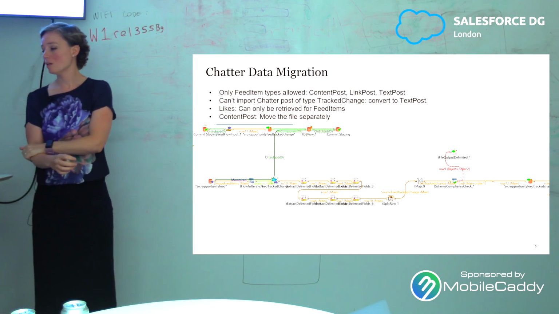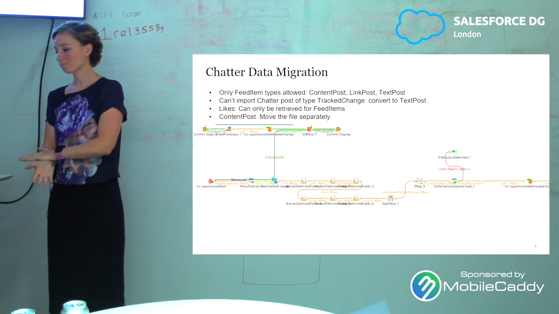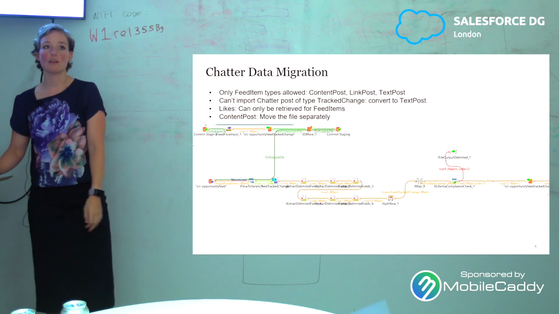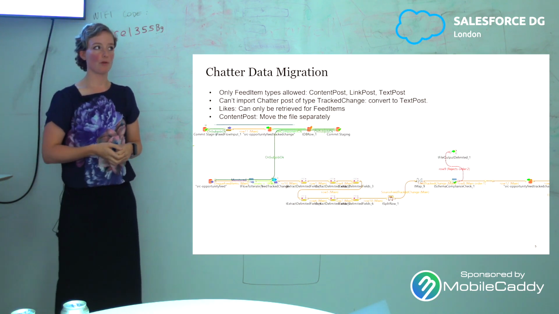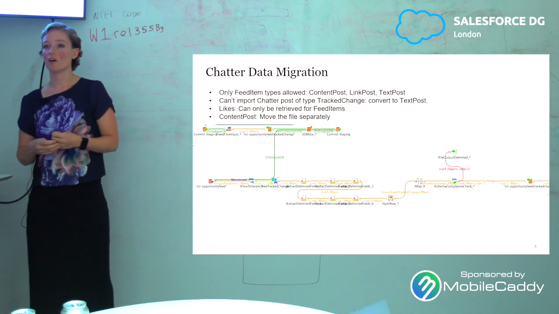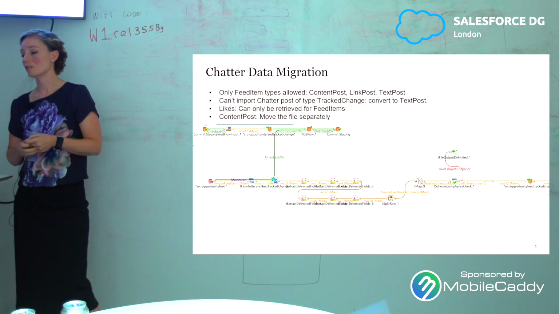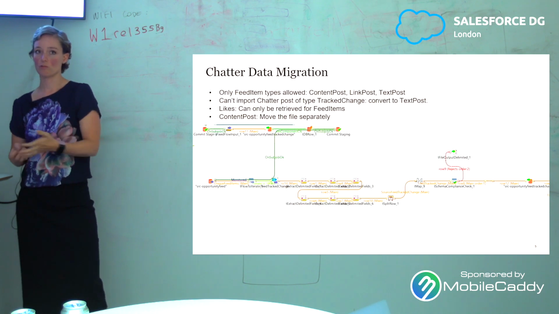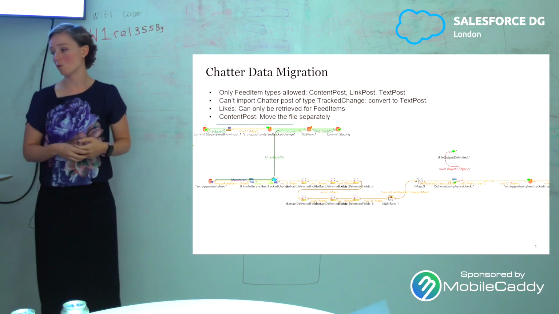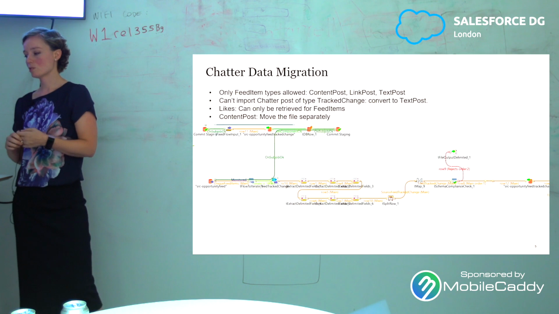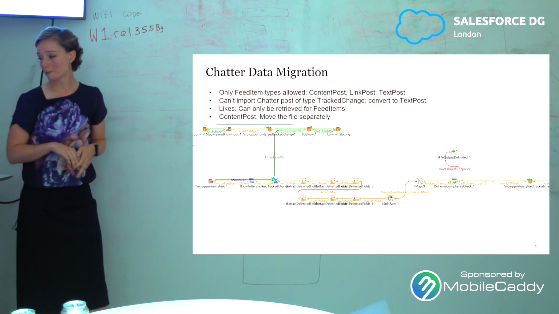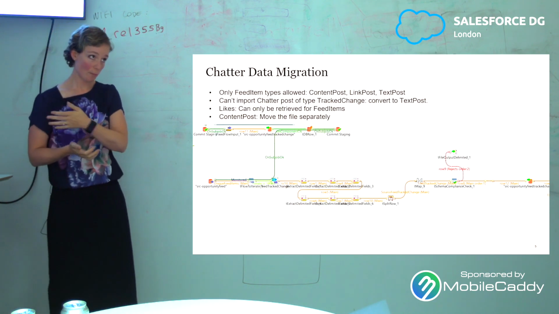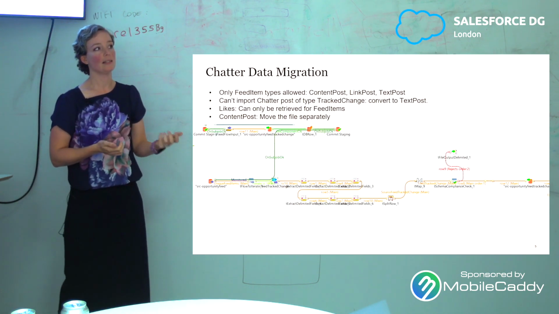So if you're doing a chatter data migration, there are a few things to keep in mind. The first one is that the types of posts that you can migrate is quite limited. The only types that are allowed to insert through a SOAP API, through a Data Loader, are content posts, link posts, and text posts. So track changes, you can't just take them out and put them back in.